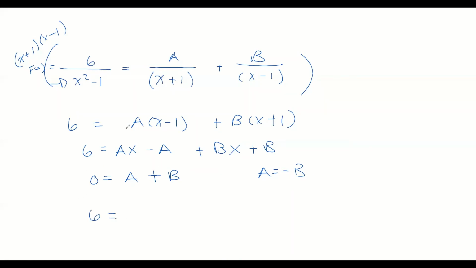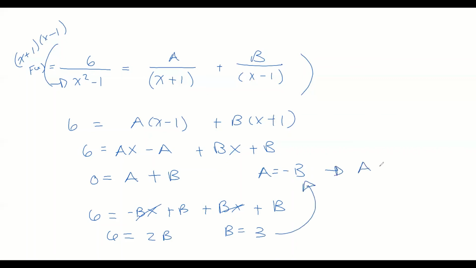let's put negative b in for a. So then I get negative bx plus b, because this is a negative a, plus bx plus b. Obviously, my negative bx and my positive bx will cancel. So then I get 6 is equal to 2b. Divide over, so b is equal to positive 3, and then plug this in here. Therefore, a has to be equal to negative 3, and that's a good way that we can see about using that derivative.